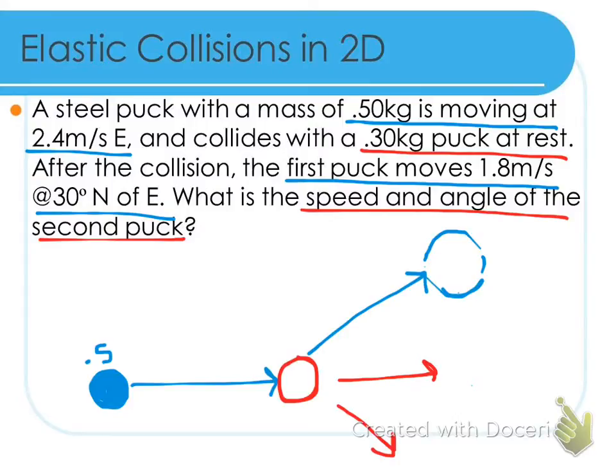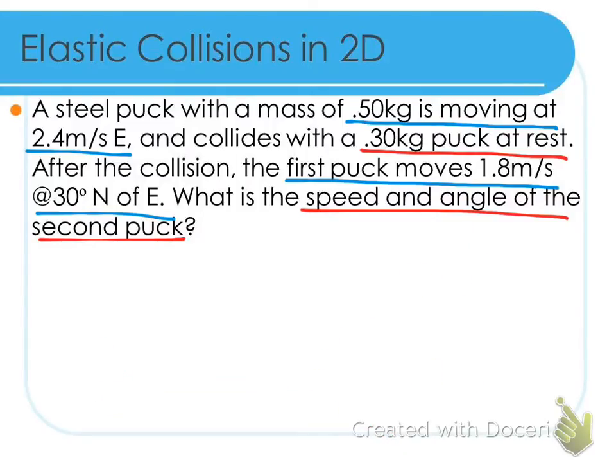So that's kind of an idea of what's happening here. We want to find the speed and the angle of the second puck. So we need to find out where exactly it's going after this collision. So let's start labeling what we know here. Okay, I put the first object in blue. So M1 is equal to 0.5.